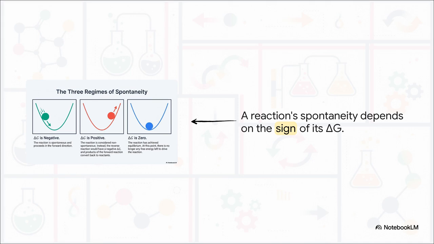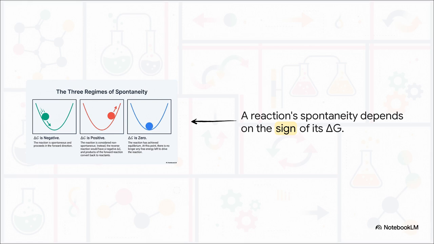And this slide lays it out perfectly. There are really only three possibilities for delta G. So over on the left, if delta G is negative, the reaction is what we call spontaneous. That means the ball rolls downhill all by itself, the reaction just goes. Now in the middle, if delta G is positive, the reaction is non-spontaneous. You'd actually have to push that ball uphill. It is not going to go on its own.